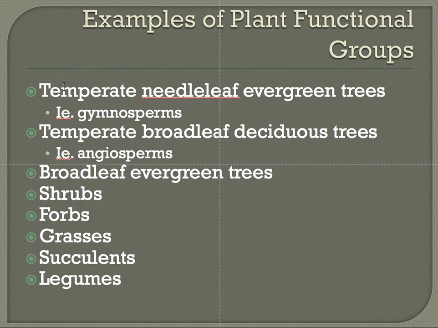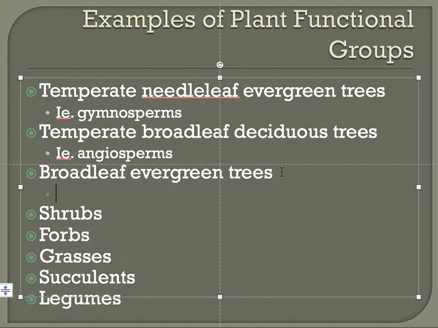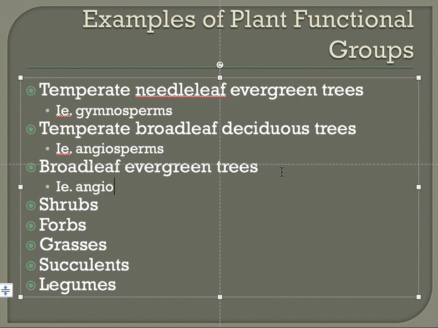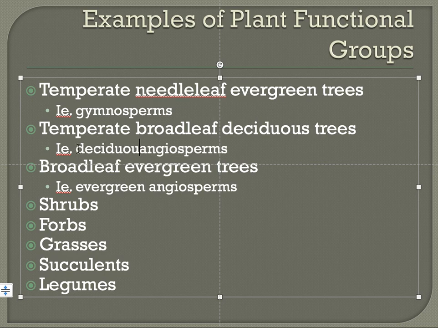So the plant functional groups I'm going to talk about are listed here. We're going to talk briefly about temperate needle-leaf evergreen trees, which essentially are our gymnosperms. We're going to talk about temperate broadleaf deciduous trees, so these would be our deciduous angiosperms. We have broadleaf evergreen trees, so again, this would be evergreen angiosperms.